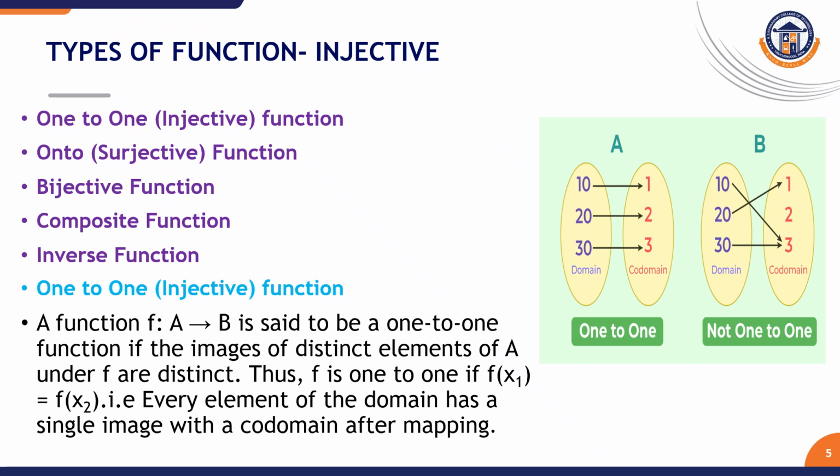For example, let us consider set A, where 10 is mapped to 1, 20 is mapped to 2, 30 is mapped to 3. So this is the domain and this is the codomain. Each element of the domain has an image in the codomain. So it is a one-to-one function because distinct elements have distinct images. Now let us see another example. In set B, 10 is mapped to 3, 20 is mapped to 1 and 30 is mapped to 3 once again. So the images are not distinct, so it is not one-to-one.